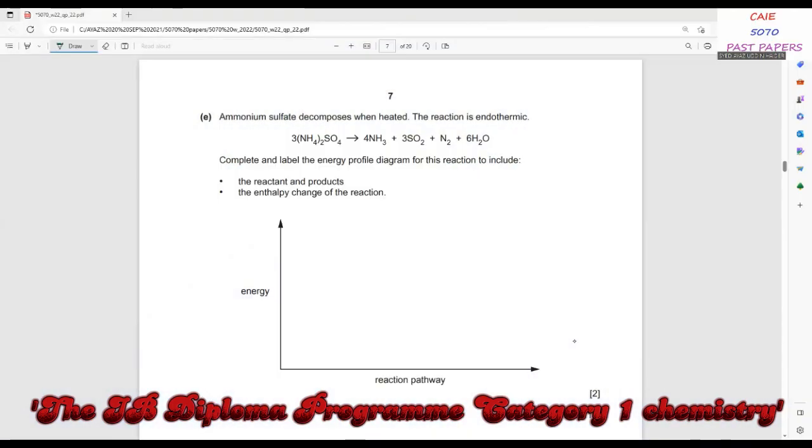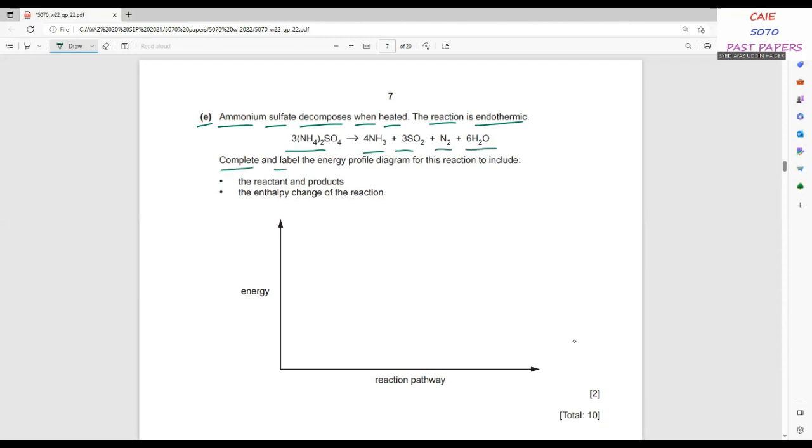Question number 4, part E. Ammonium sulfate decomposes when heated. The reaction is endothermic. This is the reaction. It's a decomposition reaction, and here are the products. Complete and label the energy profile diagram for this reaction to include the reactant and the products, and the enthalpy change of the reaction.